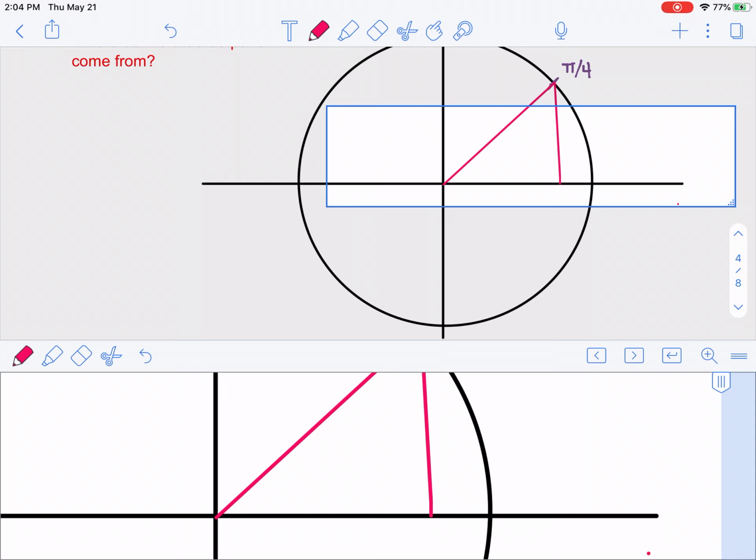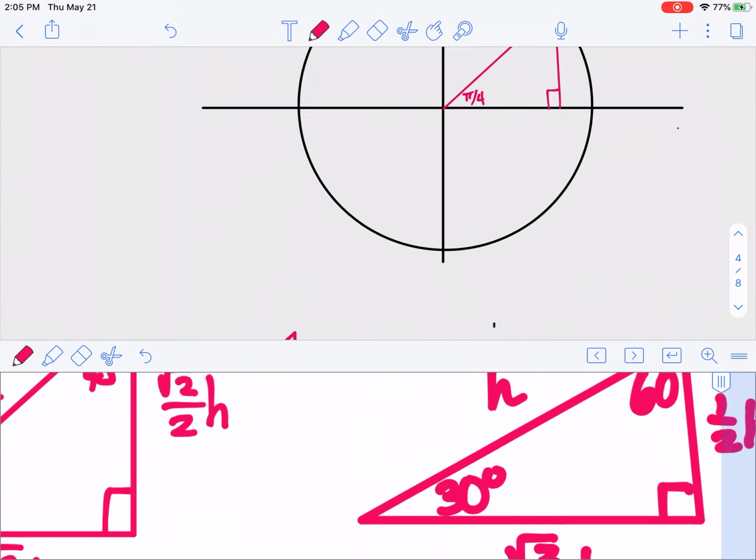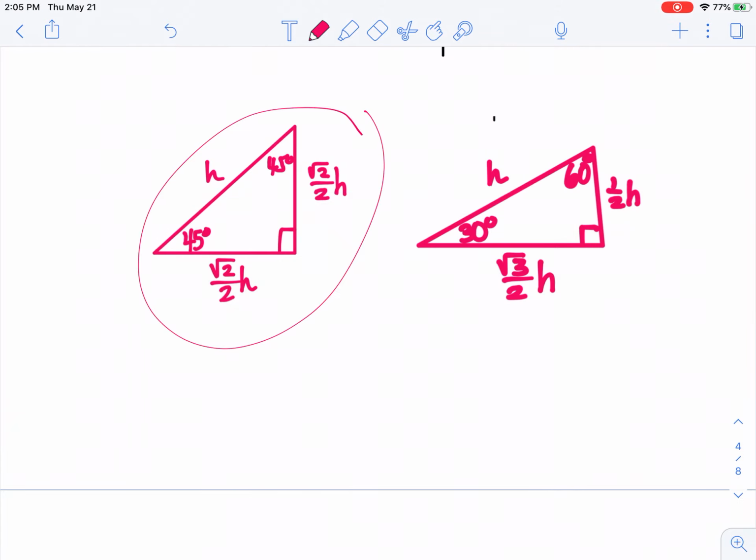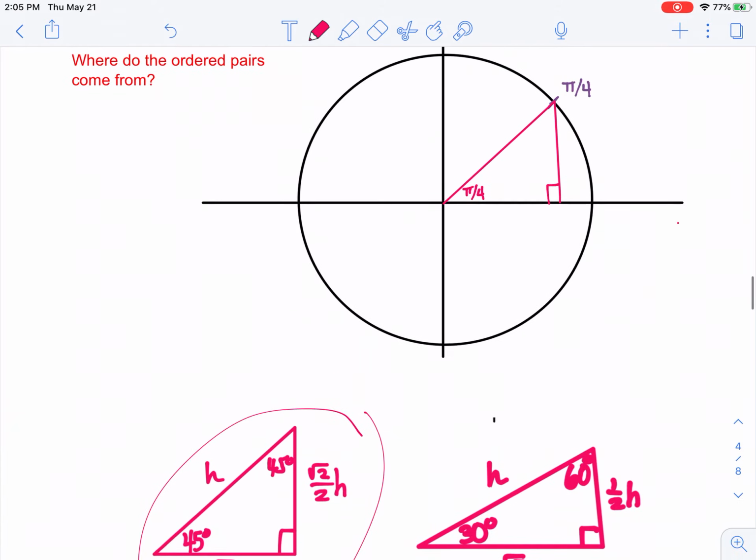All right. That means this is pi over 4. Well, pi over 4 is the same thing as 45 degrees, and so what has happened is that we're actually dealing with this triangle. So those relationships are true.